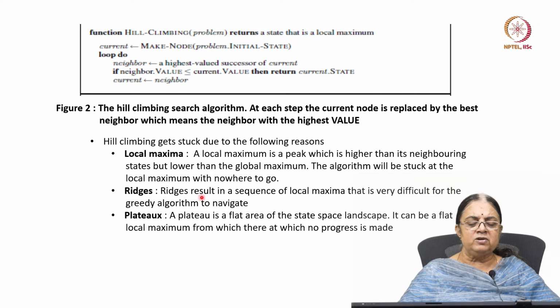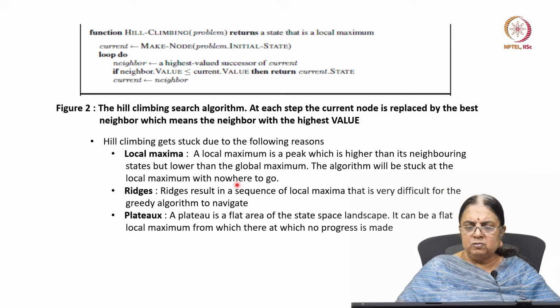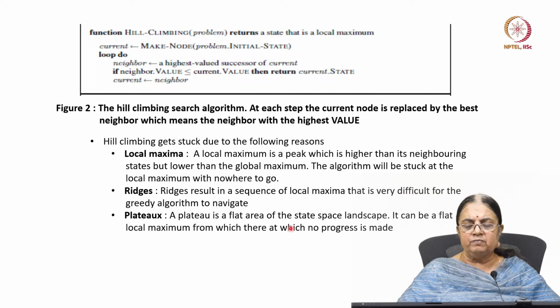Another is when you get a ridge. So when you get a ridge, what happens? You get a number of points which have the same objective function, and you find that all the points on either side of the ridge will have objective functions which are less than this. So it falls down. Okay, so that also will create a problem. And the third one is a plateau. When you have a flat area, in that flat area you don't make any progress because all the points will have the same objective function.